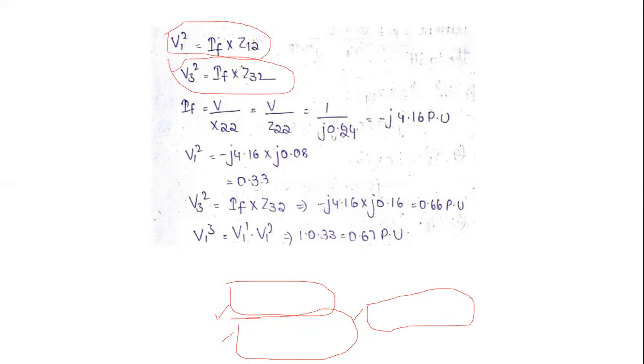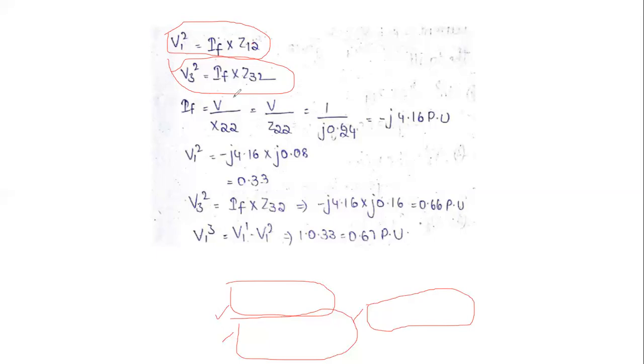Similarly, V3 square, we are taking as Z32, where 3 is the bus 3 and 2 is the fault condition. That's why we can write the formula: V3 square is equal to IF into Z32. Then IF is equal to V by Z22.